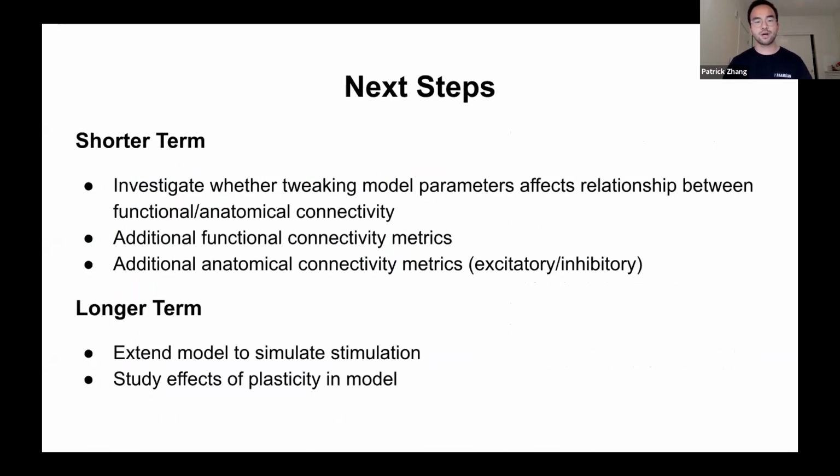So for next steps, we want to investigate whether tweaking the model parameters affects the relationship between functional and anatomical connectivity. Specifically, if we tweak the parameters to get rid of that bump in LFP that we saw, does that also change the correlation at around 40 hertz for our metrics? There are additional functional connectivity metrics that we're interested in and other ways of calculating anatomical connectivity, such as only looking at excitatory or only looking at inhibitory neurons. In the longer term, we want to extend the model to simulate stimulation at certain sites, and then also study effects of potentially adding a plasticity rule such as STDP in the model.